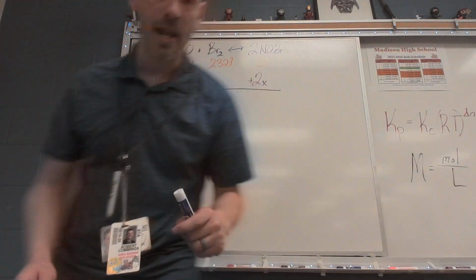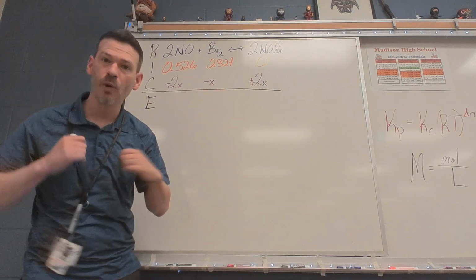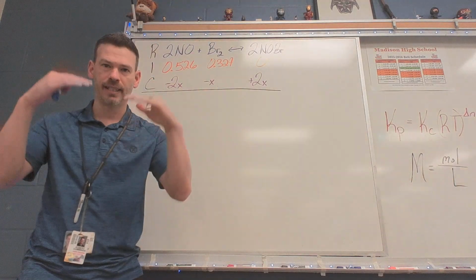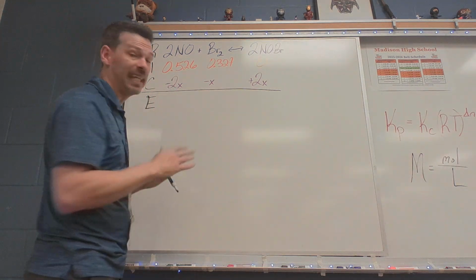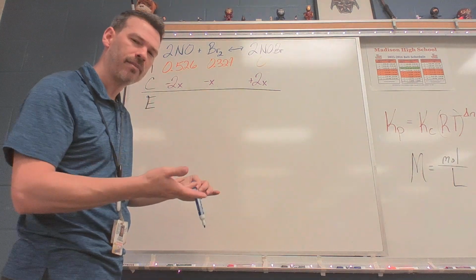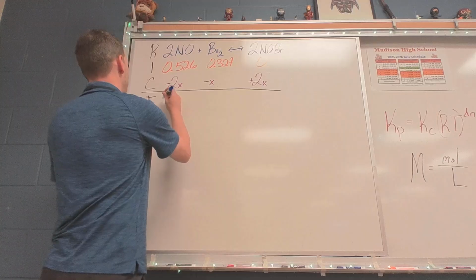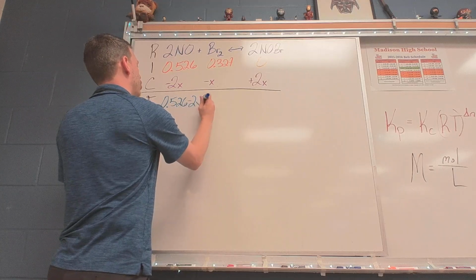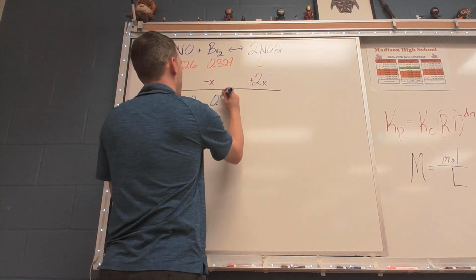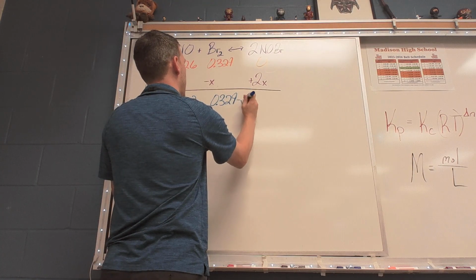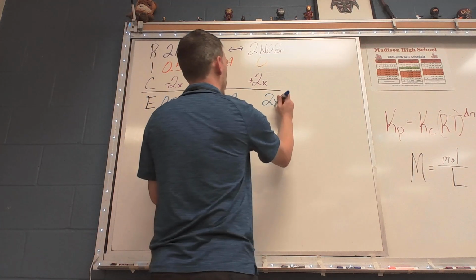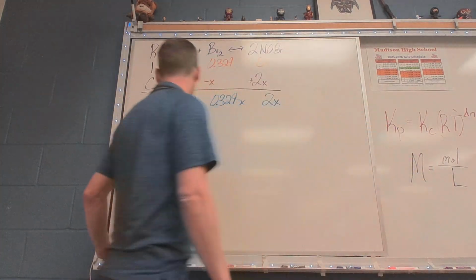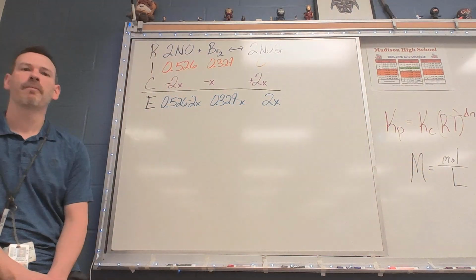And then we have our best friend, the E row. I'm your hero. That's the E row. The E row is a combination of I and C. It's the E row that will get us the data that can go with K, not the initial stuff. So here we go. This will be 0.526 minus 2x. This will be 0.329 minus x. And then this one will just be 2x. Let me know if you are not okay.